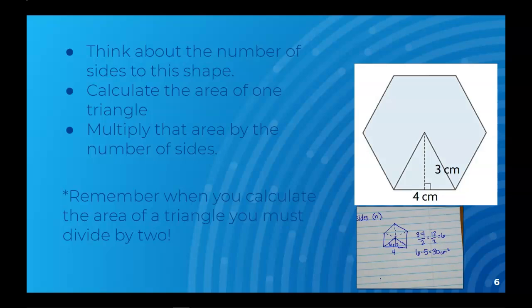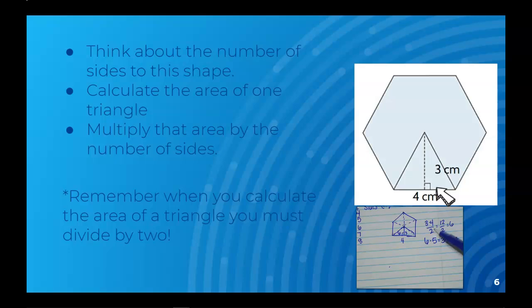Okay, looking at this, it is essentially what we just did. We're going to think about the number of sides, calculate the area of one triangle, and remember to multiply that by the number of sides. When you calculate the area of a triangle, remember you must divide by 2. So we did our 3 times 4 divided by 2, which gave us 12 for one triangle, or this one triangle. There were 5 of them, so we multiplied by 5.